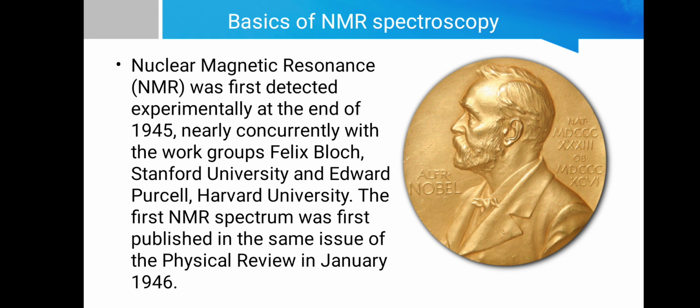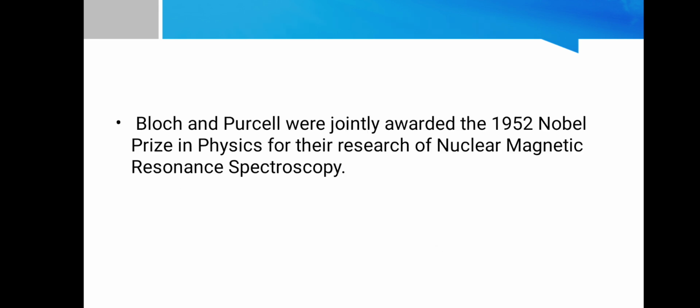Nuclear magnetic resonance was first detected experimentally at the end of 1945, nearly concurrently by the work groups of Felix Bloch at Stanford University and Edward Purcell at Harvard University. The first NMR spectrum was published in the same issue of the Physical Review in January 1946. Bloch and Purcell were jointly awarded the 1952 Nobel Prize in Physics for their research on nuclear magnetic resonance spectroscopy.